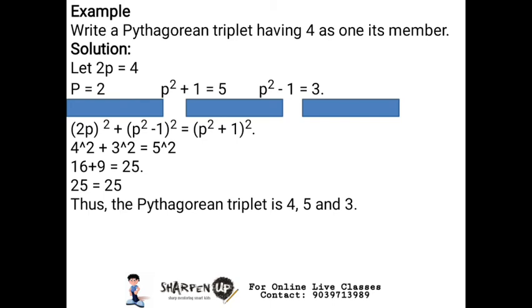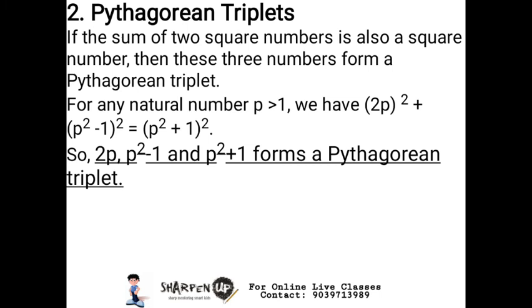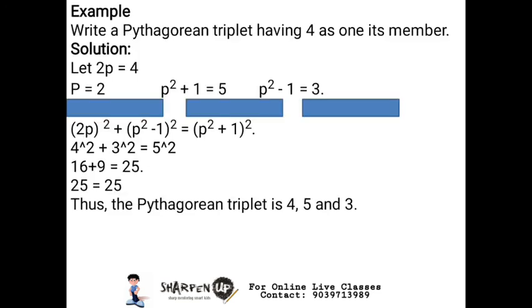Write a Pythagorean triplet having 4 as one of its members. We know the members of the Pythagorean triplet are 2p, p square minus 1 and p square plus 1. So 4 will be one of them. Let 4 be equal to 2p. So we can get the value of p from this. The value of p will be 2. How? We divide 4 by 2 and we get 2.